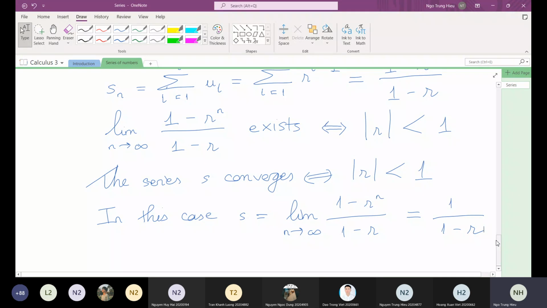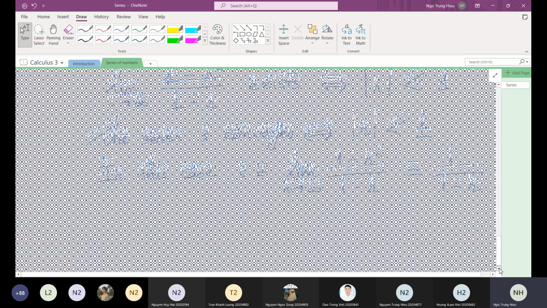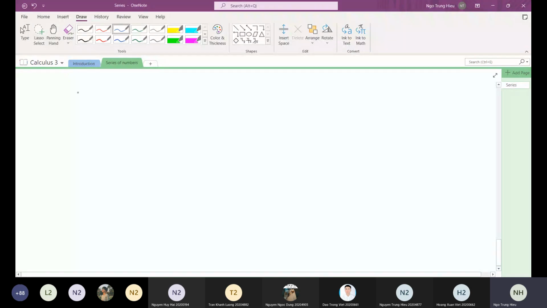So this is called a geometric series. Right? So this is the first example of a geometric series. So if we compute a more general series, if we take say a plus ar plus ar squared plus ar cubed and so on, right? So suppose a is not 0 and r is not 1, right? So this series is called a geometric series.